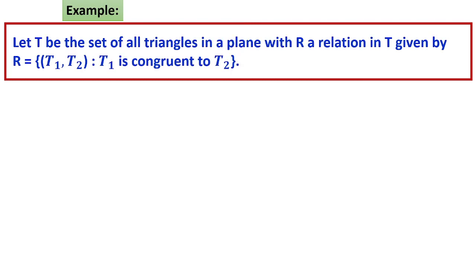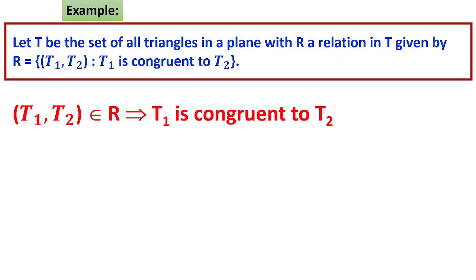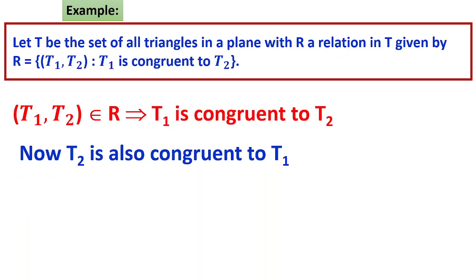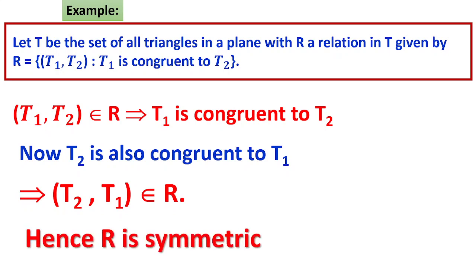Now let us take this third example, that is the set of all triangles. First triangle is congruent to the second, that is the given relation. Therefore, I take T1 related to T2. Let me check whether T2 is related to T1. Well, if the first is related to the second, the second is related to the first, because it is a congruent nature. First triangle congruent to the second, therefore second is congruent to the first. Therefore, we are getting that it is a symmetric relation.